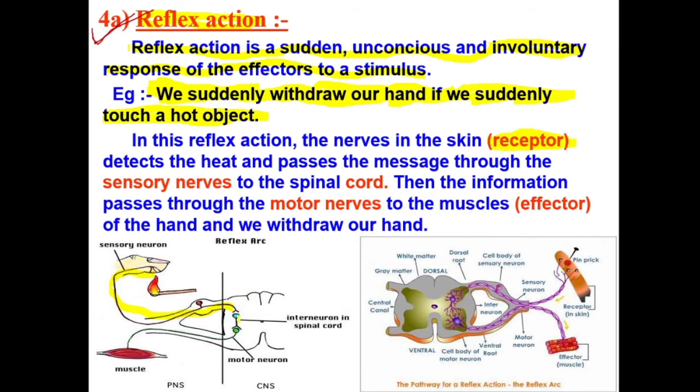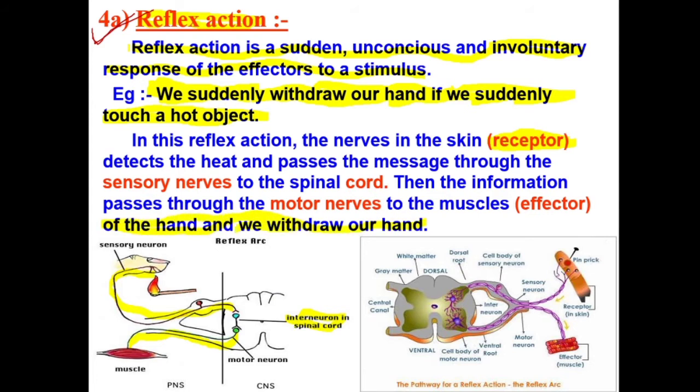So from here, the message again comes to your muscle, and you withdraw the hand. As fast as you can, you just withdraw the hand from the heat. So this is happening so fast. And this is the interneuron in the spinal cord, which is conveying the information from the sensory neuron to the motor neuron. So you see, there is no involvement of the brain. There is no involvement of the brain.